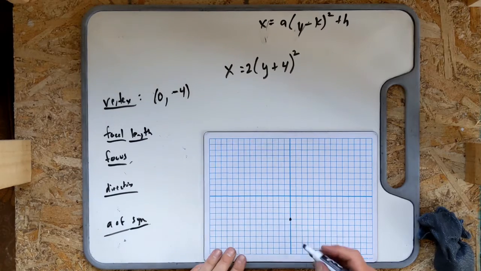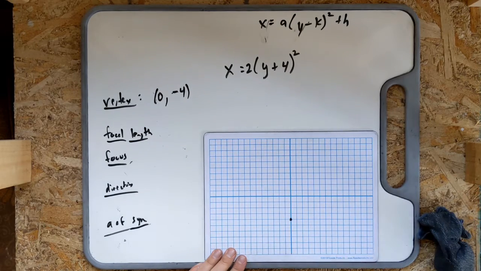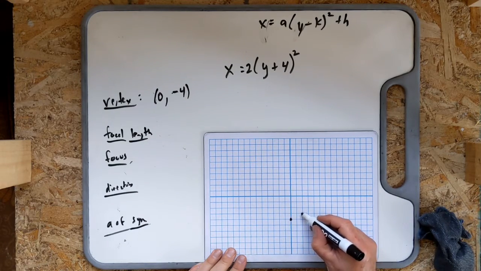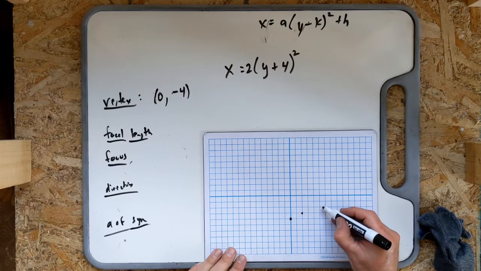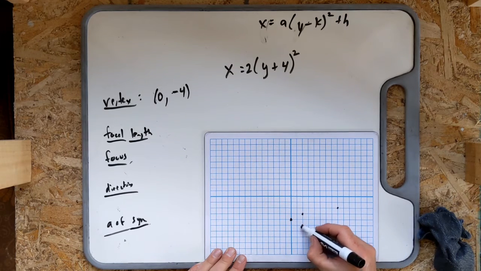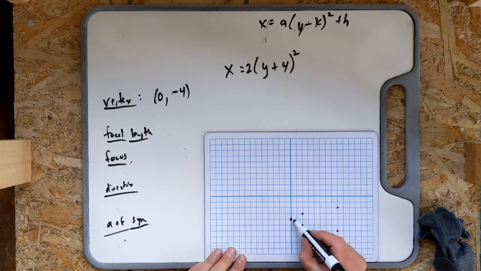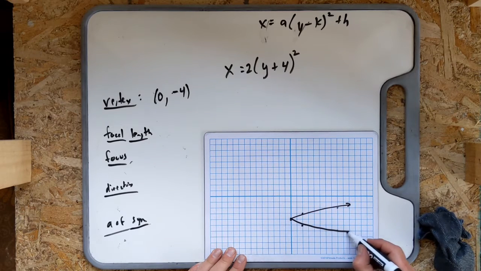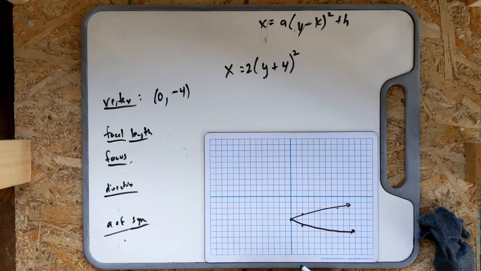It's 2 in front. Let me graph it first. 2, positive, which means it goes this way. Over 1, up 2, over 2, over 8. Yeah, there you go. And same thing symmetrically on the other side. And there we go. Focal length is an eighth, so it's right inside there.